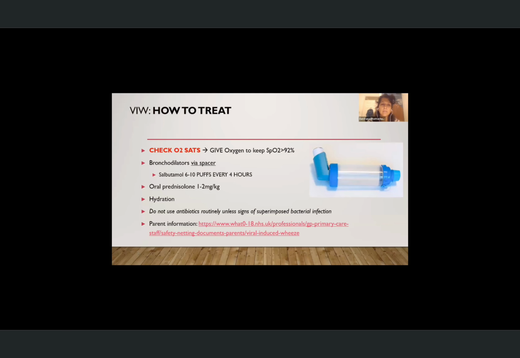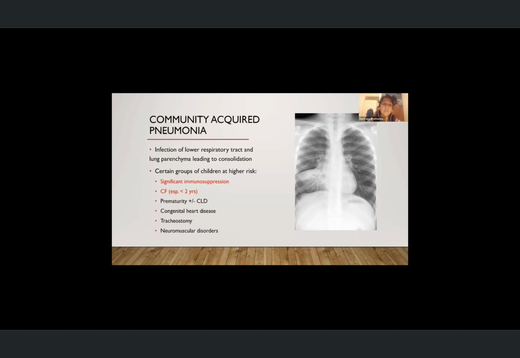So the next acute condition is community-acquired pneumonia, which again, I'm sure a lot of you are very familiar with. It's infection of the lower respiratory tract and lung tissue, leading usually to consolidation, as is nicely demonstrated on this chest X-ray. Again, there are certain groups of children who are at higher risk of getting a pneumonia. So children who are significantly immunosuppressed, such as post-bone marrow transplant, or severe combined immunodeficiency, and children with cystic fibrosis, especially under 2 years. These two groups of children will definitely need isolation if they are referred and admitted to hospital.